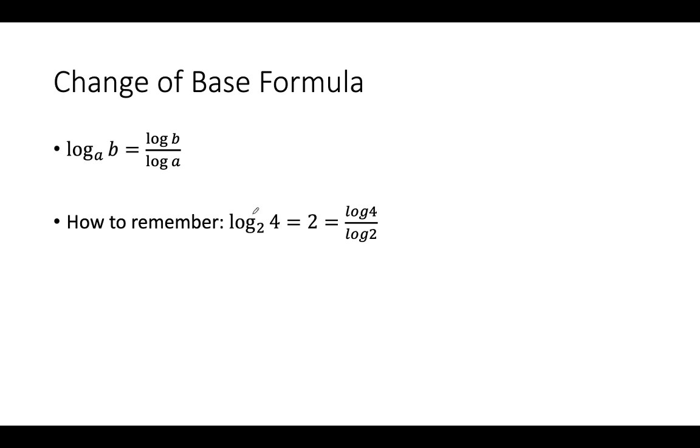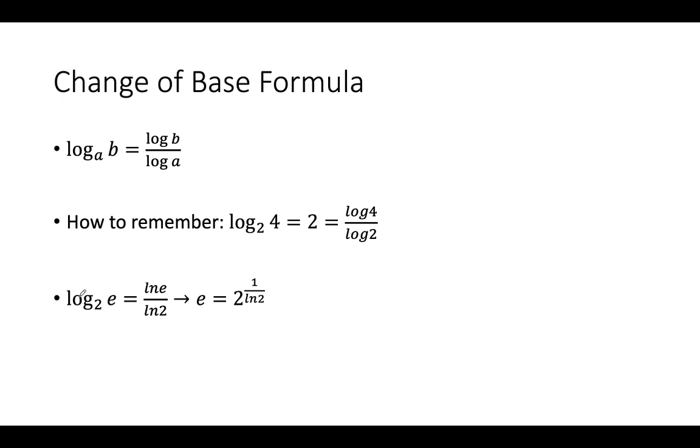So the next one is pretty simple. It's a change of base formula. Here's just the mnemonic. You should know, probably from precalc, that log A of B is log B over log A. But I always get confused which one goes on top and which one goes on the bottom. Easy way to remember this: log 2 of 4 is 2. So log 4 is 2 log 2. That way you know that log 4 is on top when you're writing it this way.